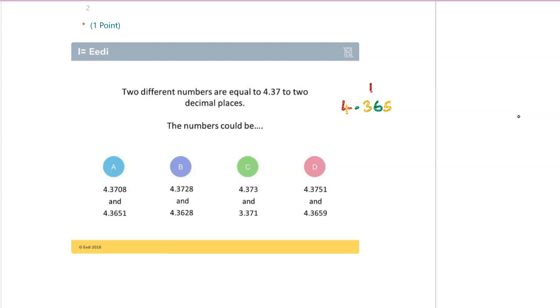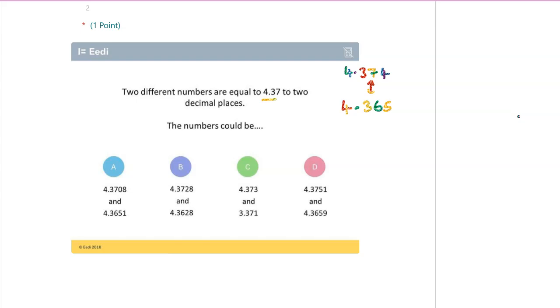Anything greater than that number and less than 4.374, remember that 4 would tell me to keep the 7 as it is. Anything between those two numbers is going to round, if I round it to 2 decimal places, to 4.37. So I just need to check my answers and make sure they're in between there. 4.37, that one's going to work.